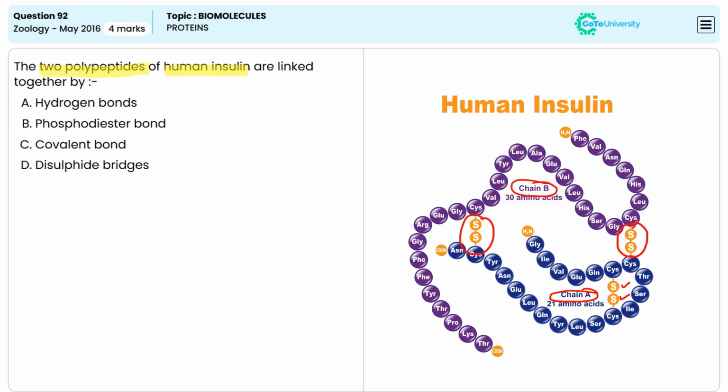So the answer is option D, disulfide bridges. Option A, hydrogen bonds. These bonds are weaker and they are non-covalent bonds that typically occur between polar molecules. Option B, phosphodiester bond. Phosphodiester bonds are formed in nucleic acids, that is DNA and RNA.